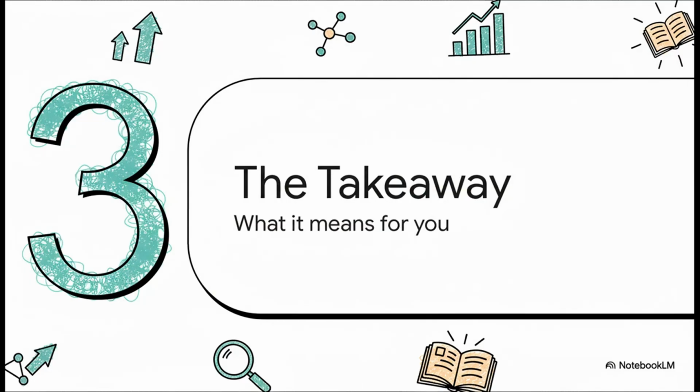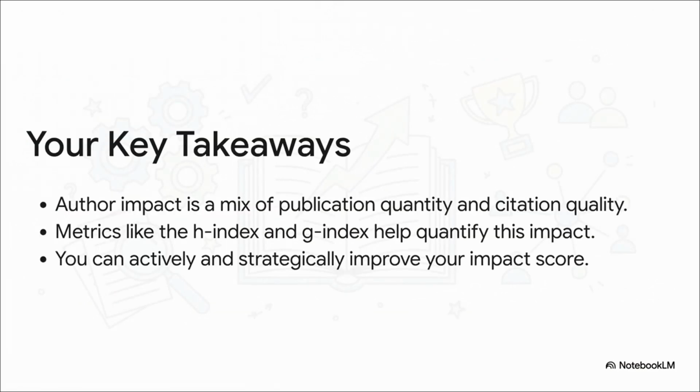So, after all that, what's the bottom line? We've covered the metrics and a whole playbook of strategies. Let's boil it all down to the core takeaways for you. Here it is in a nutshell. First, remember, author impact isn't just about how many papers you write. It's about how much they resonate. It's quantity and quality. Second, those metrics we talked about, the H-index and G-index, they just provide a language for measuring that resonance. And most importantly, this is not something that just happens to you. You have agency here. You can actively and strategically work to improve your impact.